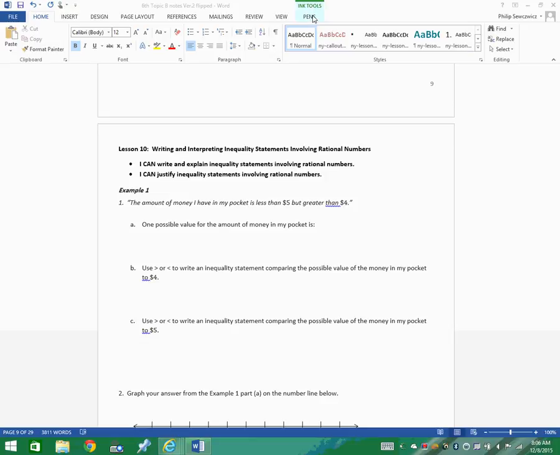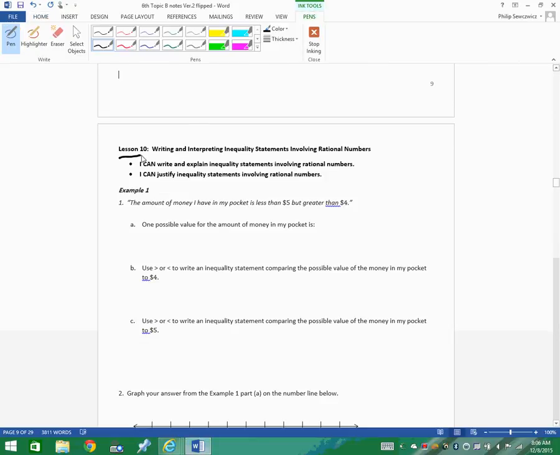All right, so lesson number 10 here. We go fancy words here. All right, writing and interpreting inequality statements involving rational numbers. Okay, so rational numbers. We've seen these people.